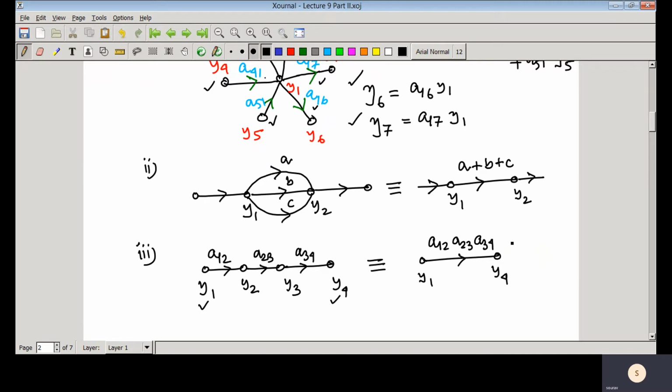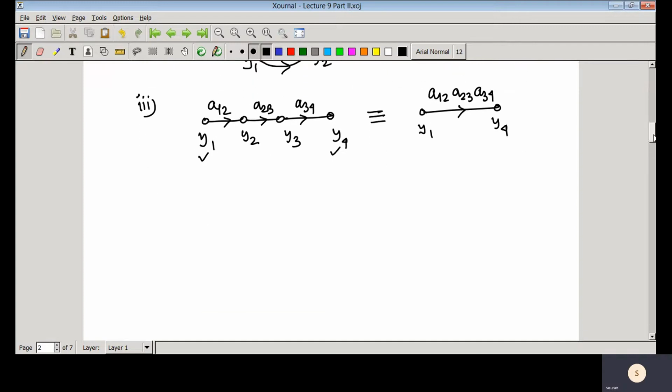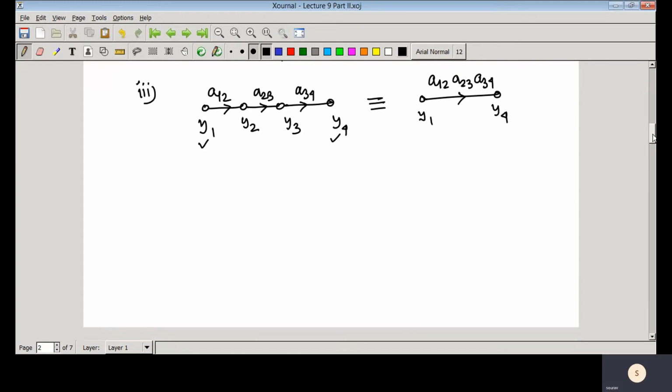So now we'll be discussing an important result of signal flow graph, which is called that Mason-Gain formula. So this Mason-Gain formula is used to find the transfer function from a signal flow graph. So this is a very important result in control systems, linear control systems. So let us start discussing that Mason's gain formula.